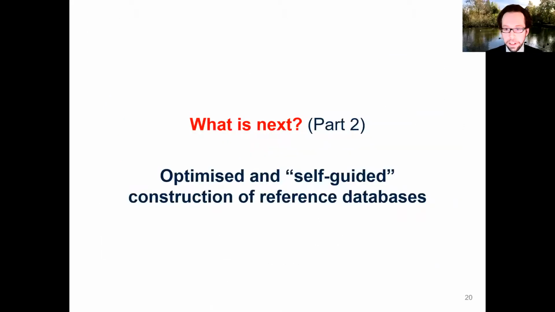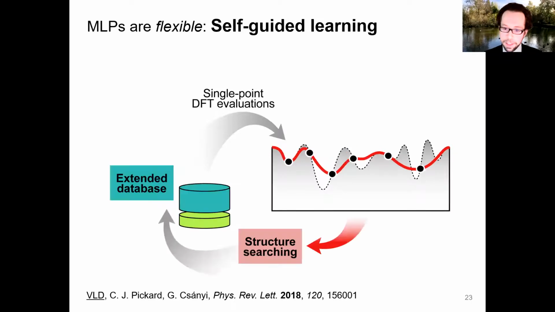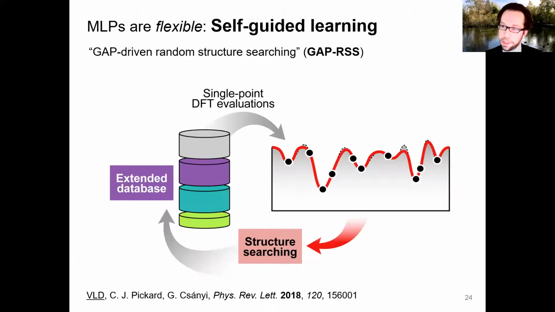Very briefly, another direction, new ways to make reference databases. I've said before, the quality of the model depends on what kind of data I put in. And a while ago, I asked myself, can I build databases for fitting without knowing anything about structure? So can I randomly place atoms in cells and do calculations for that and make potentials using just that approach? I'm sketching this very crudely here, but it turns out the approach does work.